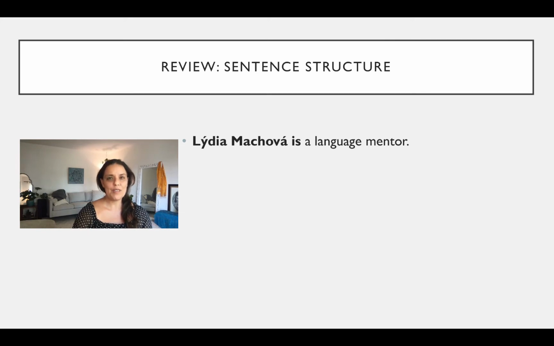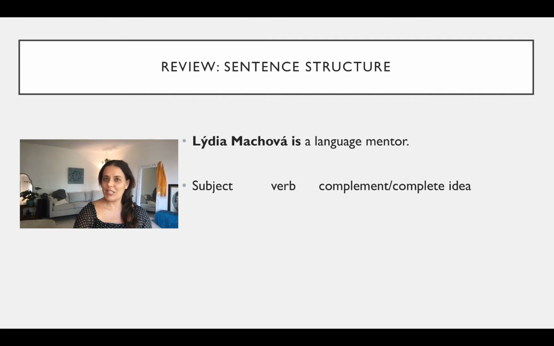What are the important components of a sentence in English? We have a subject, a verb, and a complement, or complete idea. Sometimes English is called an SVO language, subject, verb, object language. And let's use this terminology in this class: subject, verb, complete idea.